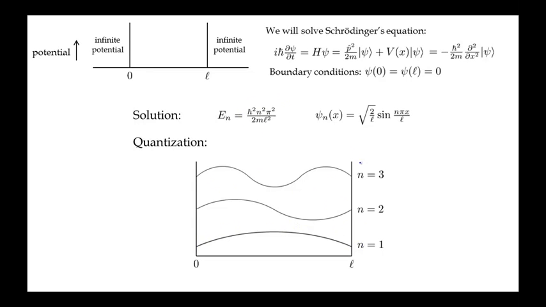So they are numbered n equal to 1. The states are numbered n equal to 1, 2, 3, and so on. The energy of the nth state is proportional to n squared, and the corresponding nth state has n nodes in it. Okay. So now, how do we use this to implement a qubit?